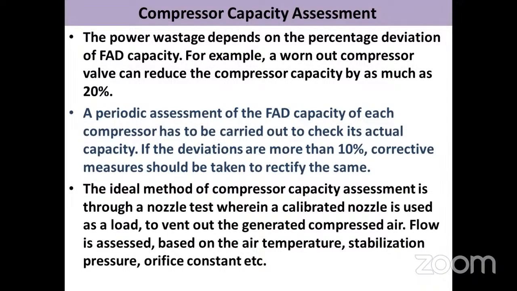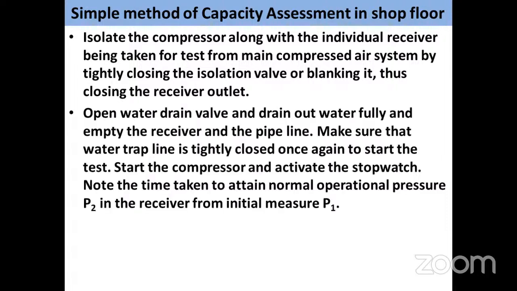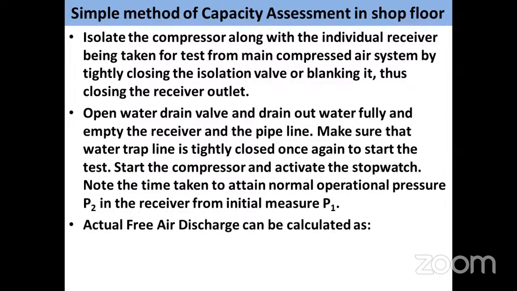A nozzle test. This is the process. Isolate the compressor along with the individual receiver being taken for test from the main compressed air system by tightly closing the isolation valve or blanking it, thus closing the receiver outlet. Open the water drain and drain out water fully, and empty the receiver and the pipeline. Make sure that the water trap is tightly closed. Then start the test. Start the compressor and activate the stopwatch. Note down the time taken to attain normal operational pressure P2.